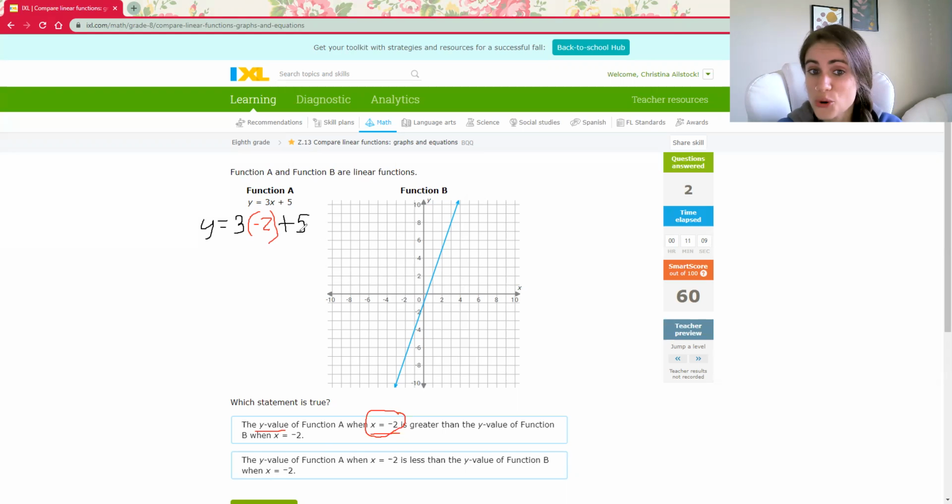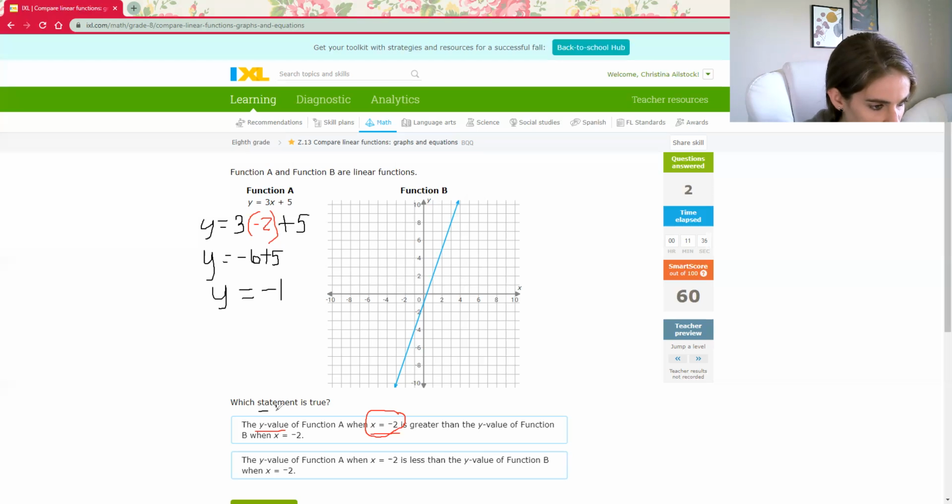Now we just need to follow order of operations to finish solving this. First would come multiplication. 3 times -2 is -6, and then plus 5. Negative 6 plus 5 is negative 1. So when x is equal to negative 2, my y value is negative 1. So the y value for function A is negative 1.